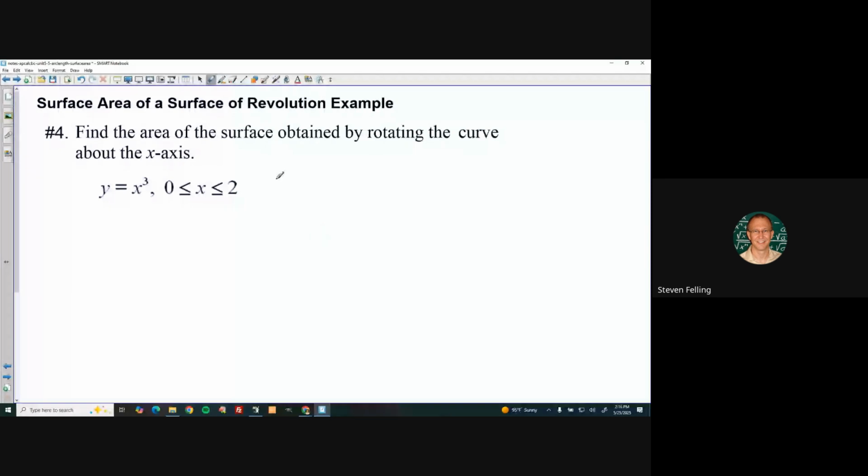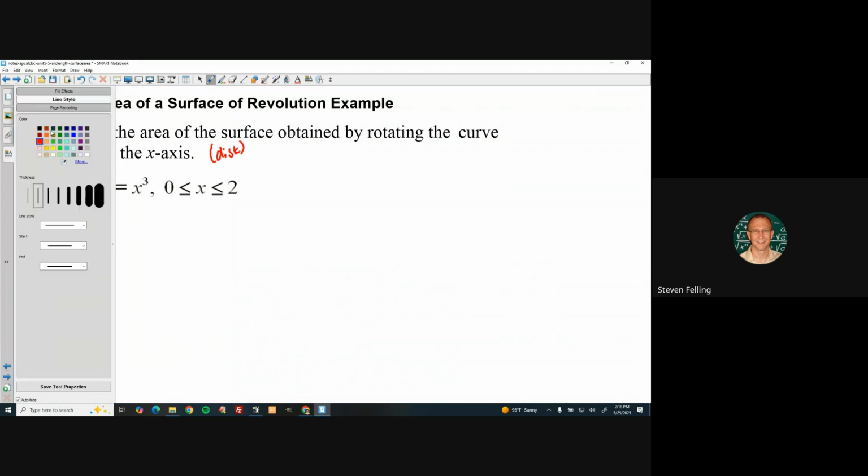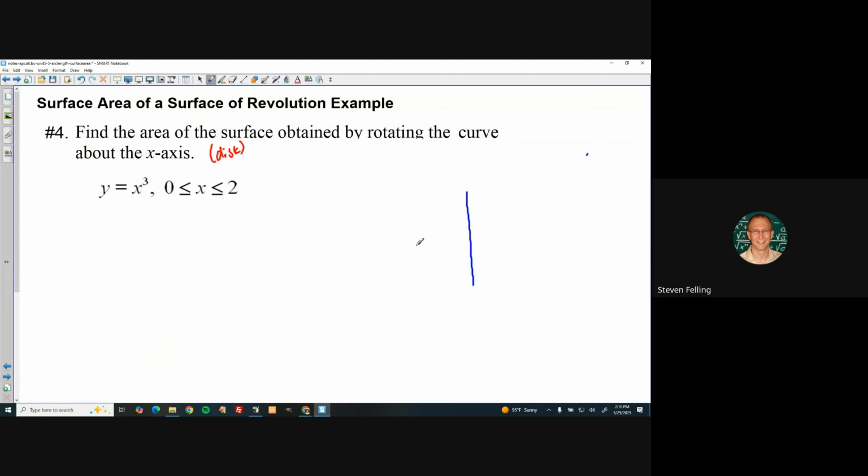Find the area of the surface obtained by rotating this curve around the x-axis. Now, we do have a rule here: we have to treat it as if we're doing a disk for the shadow. So we're going to set it up like the disk method for the purposes of establishing the calculation. Let's sketch first. Y equals x cubed looks like this in the first quadrant. We're going from 0 to 2, and that means 2 cubed would be up to 8.